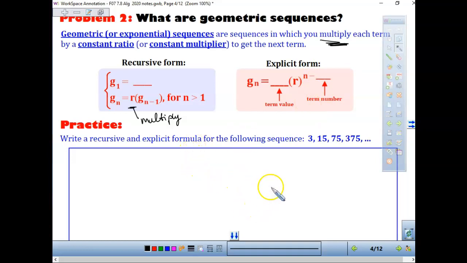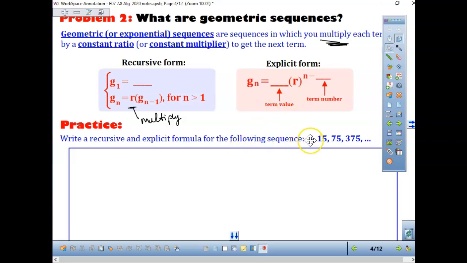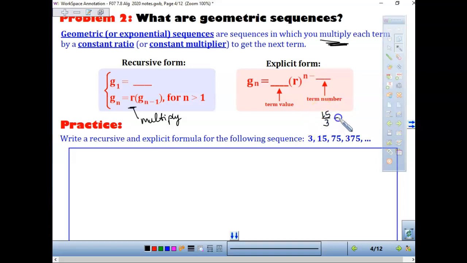So if we are writing the recursive formula for the first one, I'm going to start with g sub 1, which would be 3. What am I multiplying 3 by to get 15? My hint is always to divide the second by the first. If I take 15 and divide it by 3, that gives me 5. This is telling me my constant ratio. If I take 75 and divide it by 15, I'm still going to get 5. 375 divided by 75, I should always get that same ratio.